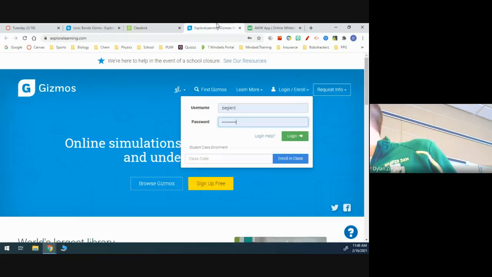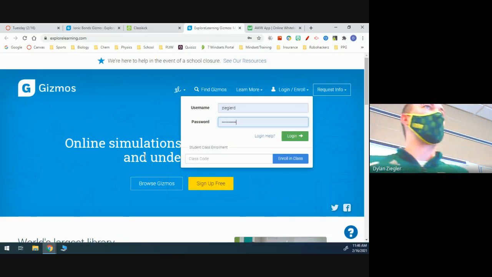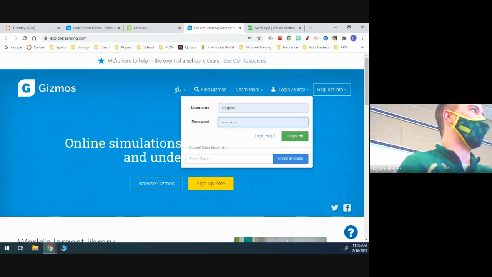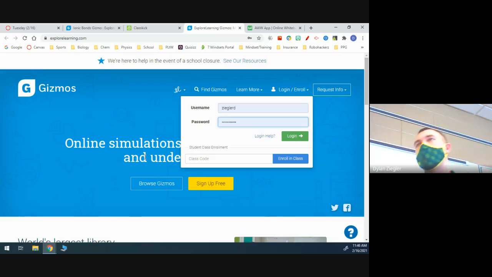And then it's going to ask you to either log in because you already created an account or create an account. You guys are probably all going to have to create an account, but you have to put in some basic information, your name, maybe your age or something.